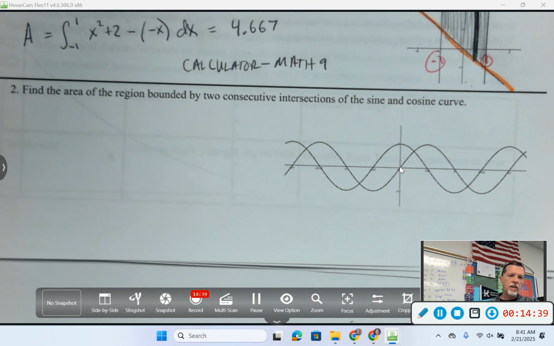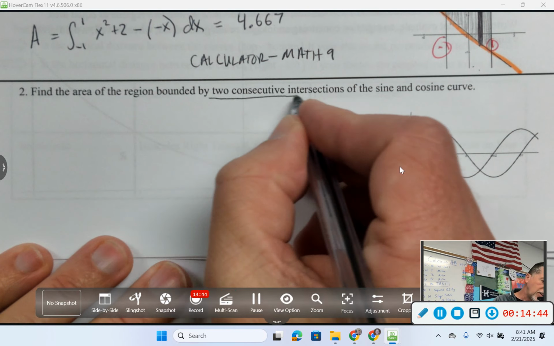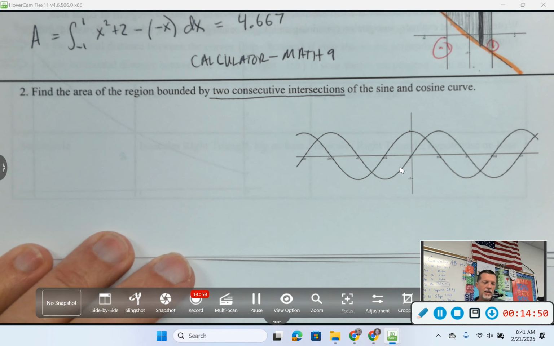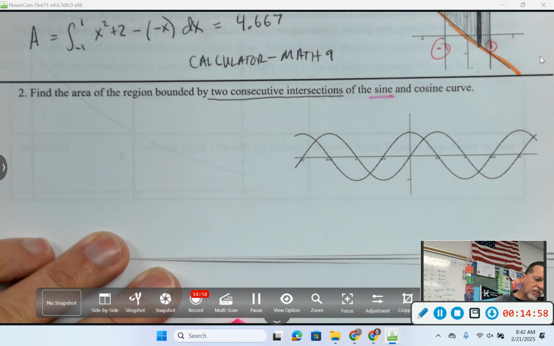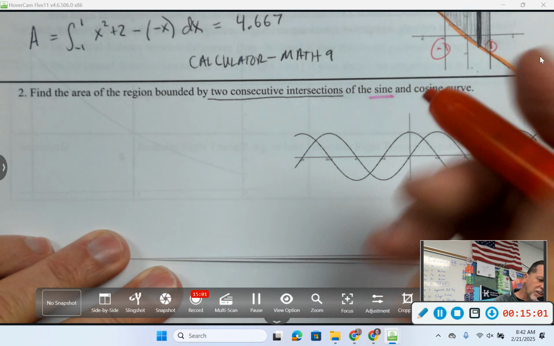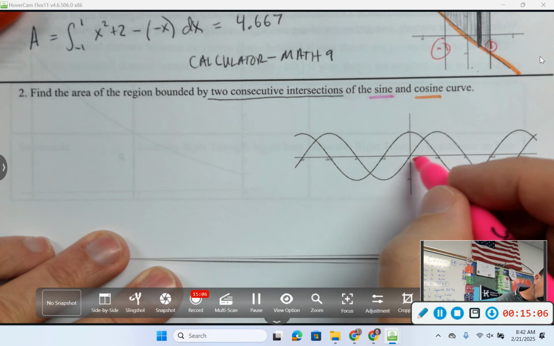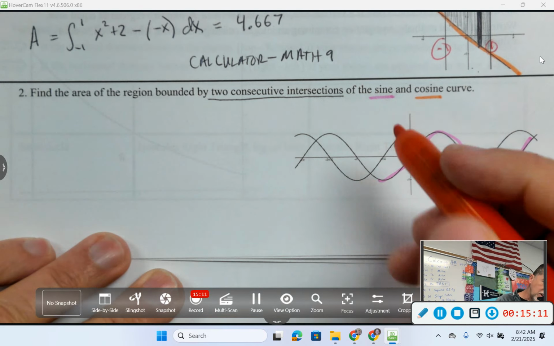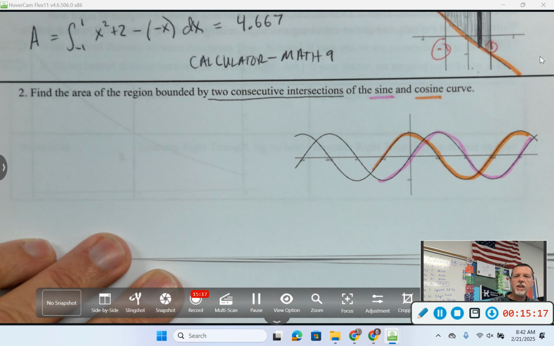Number 2. Find the area of the region bounded by 2 consecutive intersections of the sine and cosine curve. I guess it would be helpful if we remembered which one is which. Let's see, one of these starts at 0 and the other starts at 1. Good. Sine starts at 0, so that would be this one. Cosine starts at 1, so that would be that one.